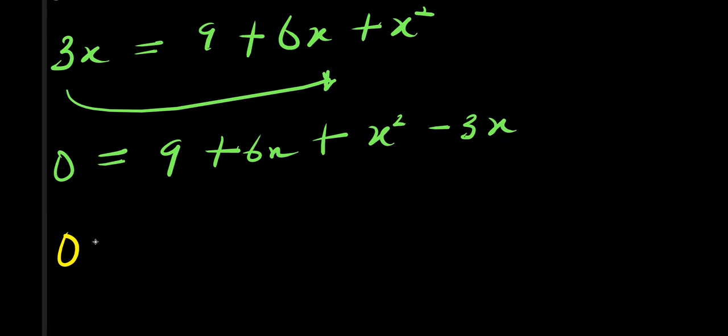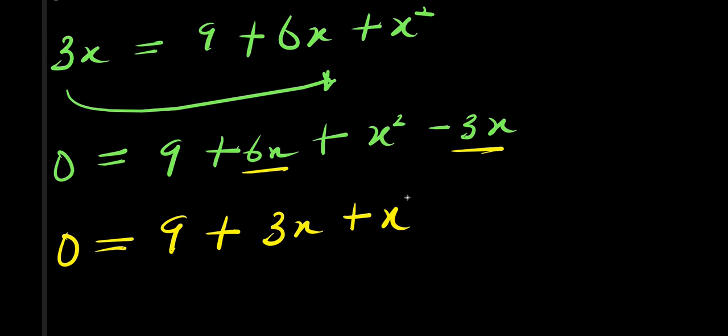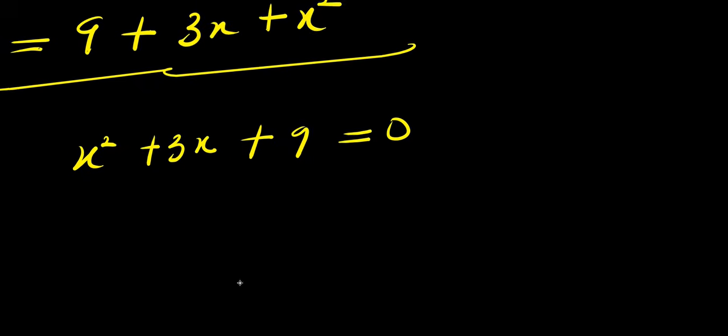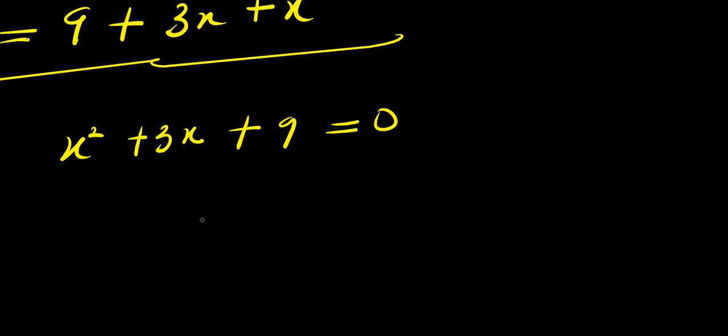So from here, I have 0 equals 9 plus 6x minus 3x plus x squared. So let's rearrange this equation. I have x squared plus 3x plus 9 equals 0. To solve this, we make use of the formula method.